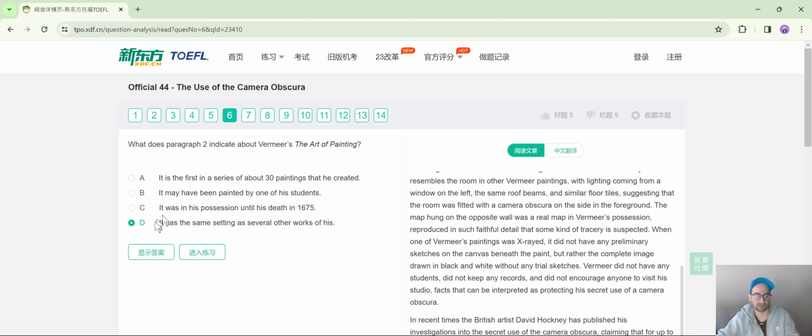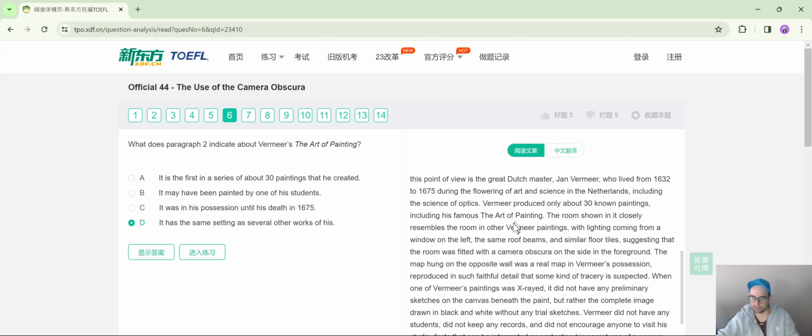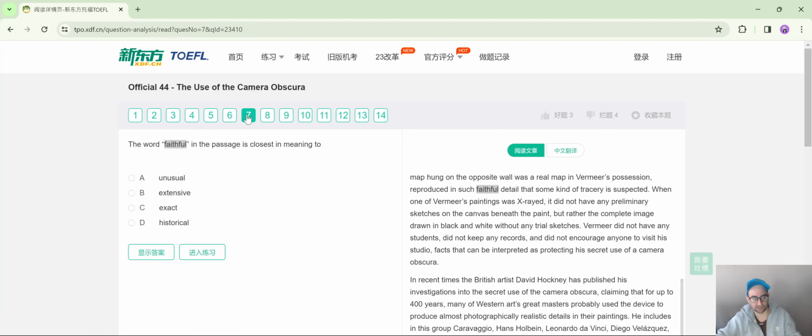So by process of elimination, it's D, but I just want to show you that it is D just for your own understanding. It has the same setting as several other works of his. Is that true? So, okay, The Art of Painting has the same setting as other paintings. So the room shown in it closely resembles the room in other Vermeer paintings. That's it. You don't have to read the rest of it. You just discovered it right there. So you're done. So choice D is right.